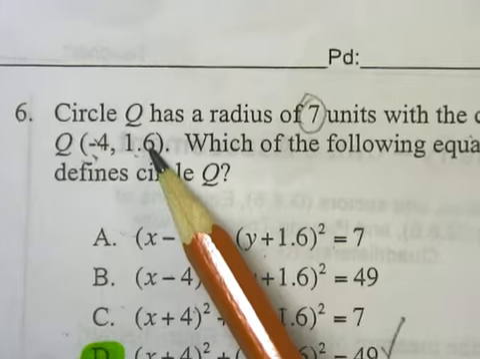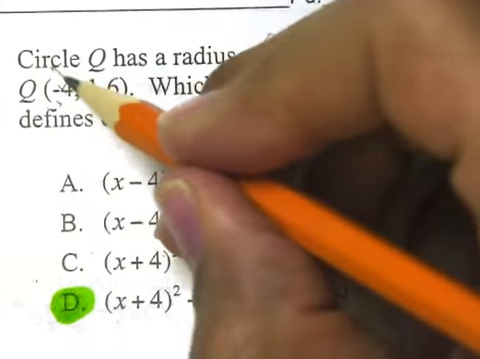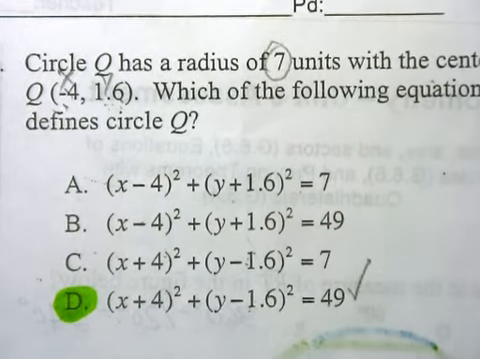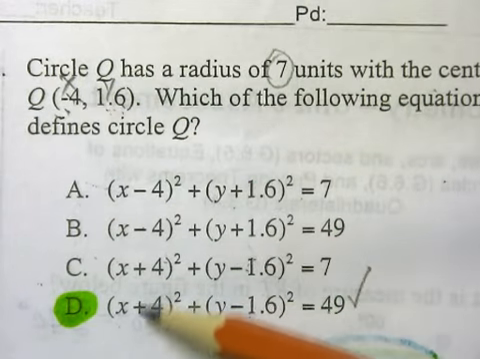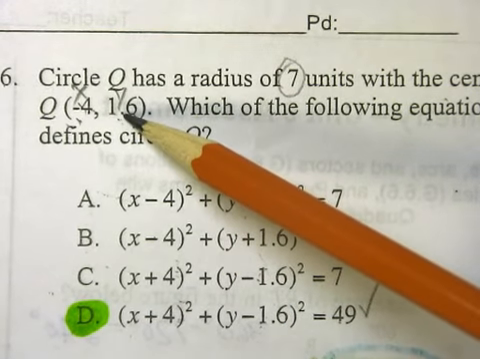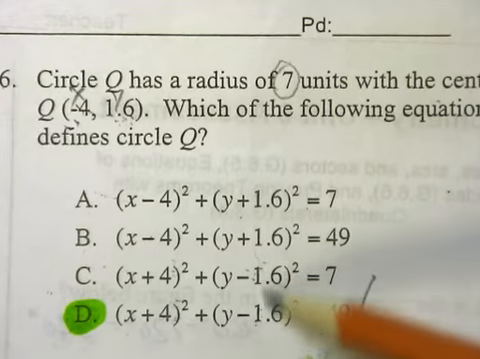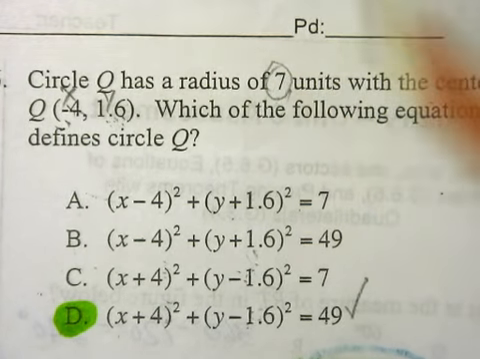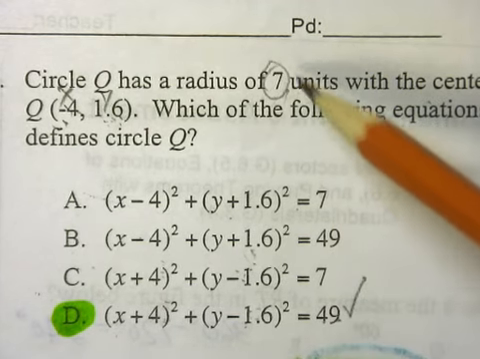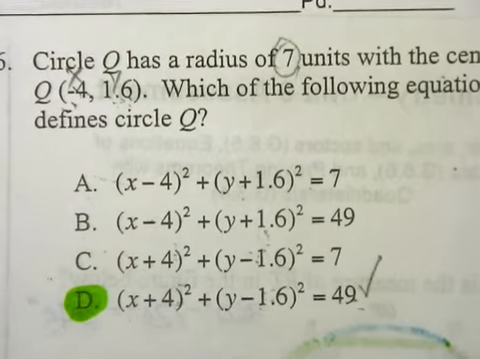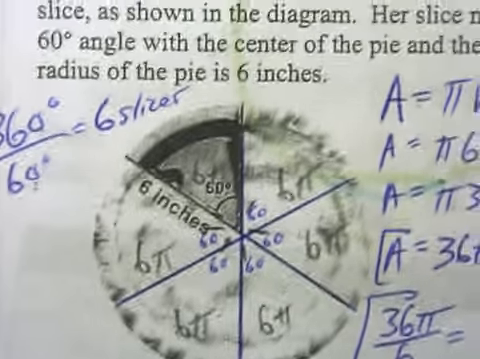Number 6. Again, we have the exact same type of question. They're telling me that the center of the circle is at -4 and positive 1.6. So I know that the x value is going to be positive 4, and the y value is going to be negative because they're opposites. So here's a -4. Do I see any x values of positive 4? Yep, it's here C and D. My y is positive 1.6, so in the formula it's going to be negative. Again, it's C and D. They tell me that the radius is 7, and you got to remember that in the formula the radius is squared. So 7 squared is 49, and that's why it's choice D.